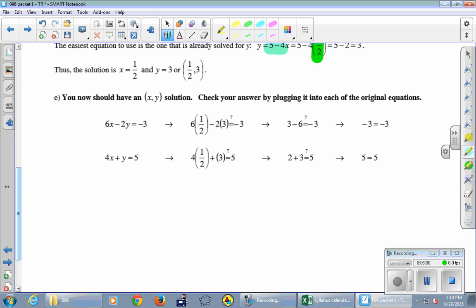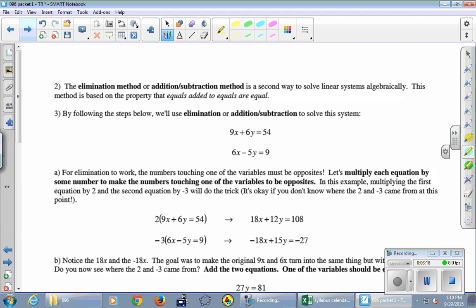I don't know how to find where the error is. You kind of have to go back to the beginning and just read each line again. But if you get something that's false there, that's a clear indication that there's a mistake. That is called substitution. On the next page, we'll see something called the elimination method or the addition-subtraction method.